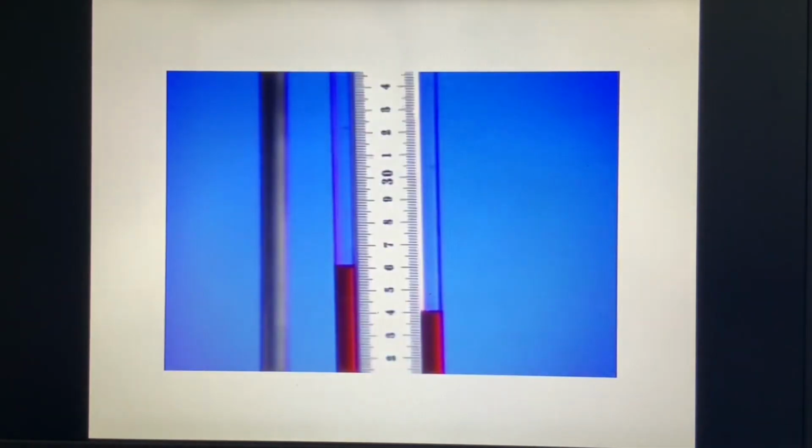The difference in water levels depends on the speed of the air. When we increase the speed, the difference in water levels increases.